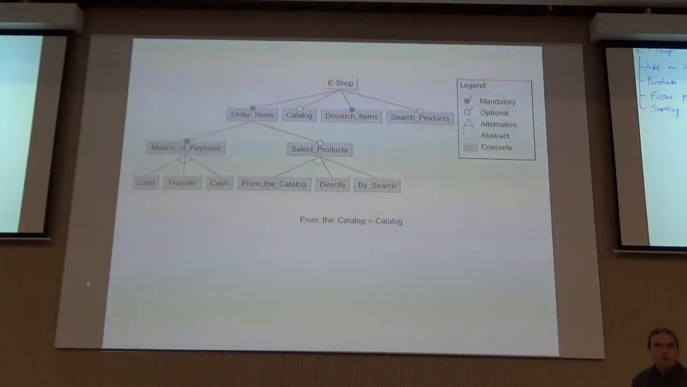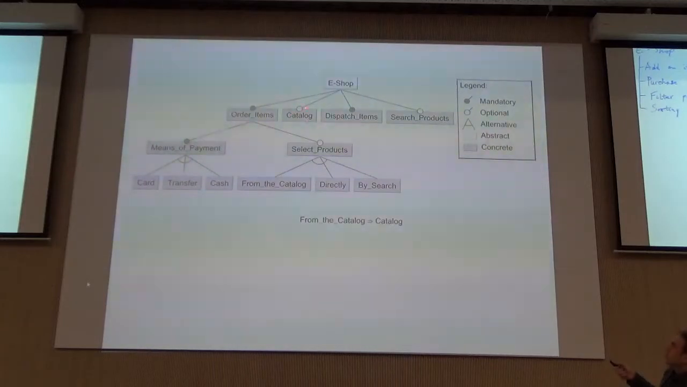Maybe if you select one feature, it will block selecting some other features or including some other features. So for this, this kind of notation might be very useful to provide an overview of what you offer. So here we see that this order items feature is, according to the legend, mandatory. So all your eShop systems will support this.